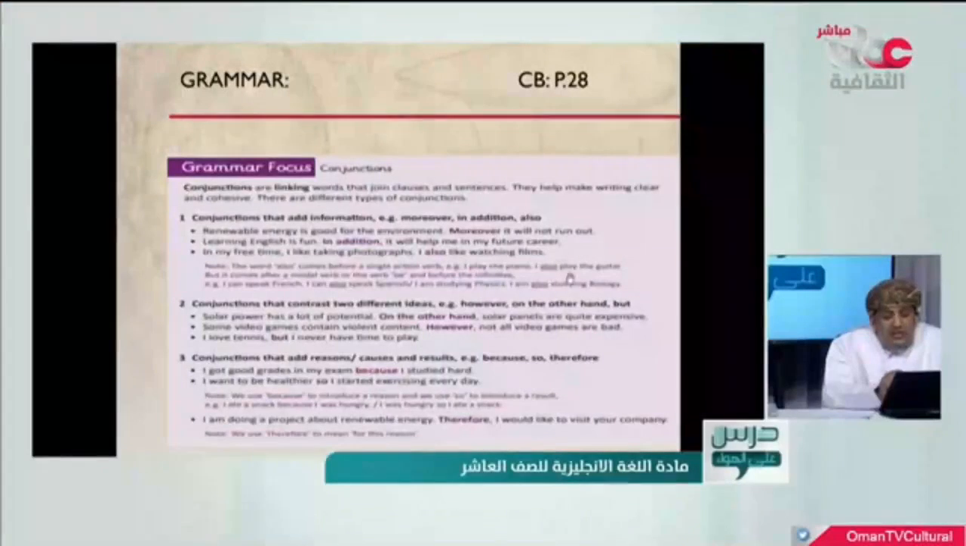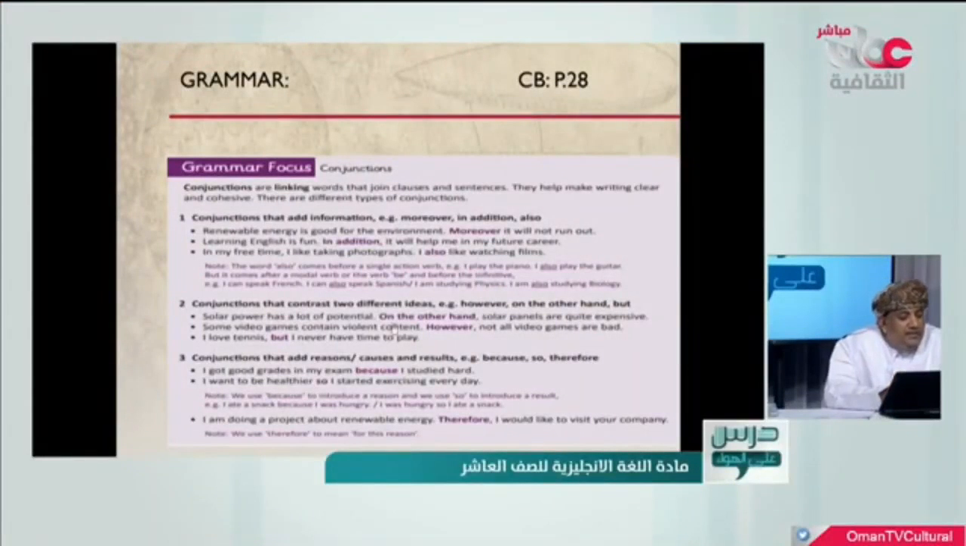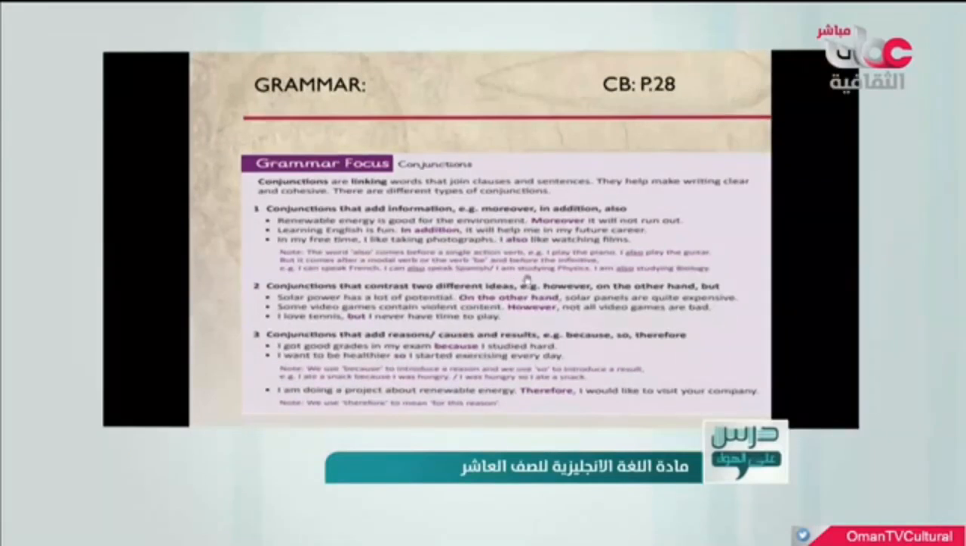Here, some notes. The word also comes after a single action verb. For example, I play the piano. I also play the guitar. But it comes after a modal verb or the verb be, and before the infinitive. For example, I can speak French. I can also speak Spanish. I am studying physics. I am also studying biology.